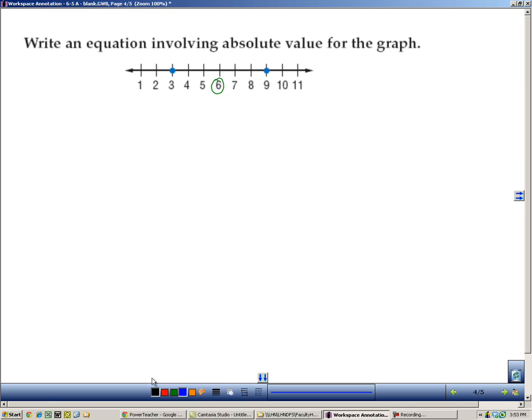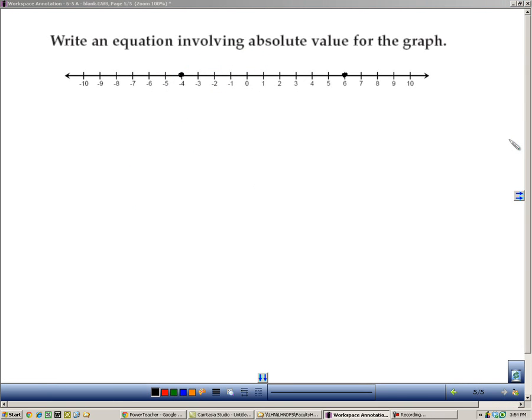So 6 is going to be my middle value, and I need to pick some letter. I'll choose x. And remember, the number that comes after the minus sign matches with this 6. I'll use green to help you pick that out. Now the number that comes after the equal sign is the distance. So what's the distance from 6 to 9? A distance of 3, and the distance from 6 to 3 is also a 3. So the number that comes after is a 3. So looking at that graph, you know that that graph are the answers to this absolute value equation.